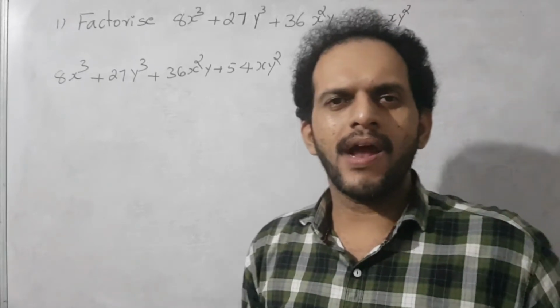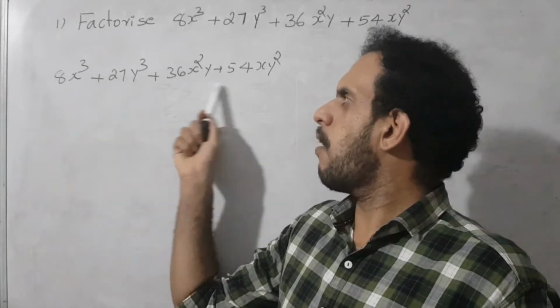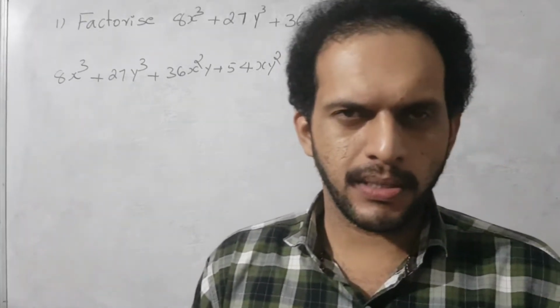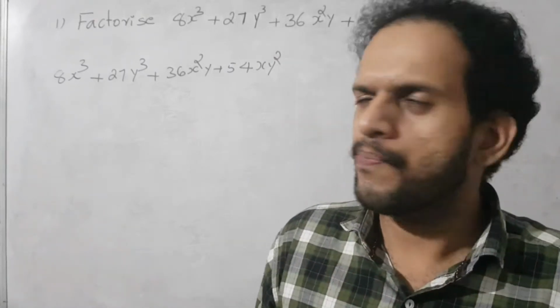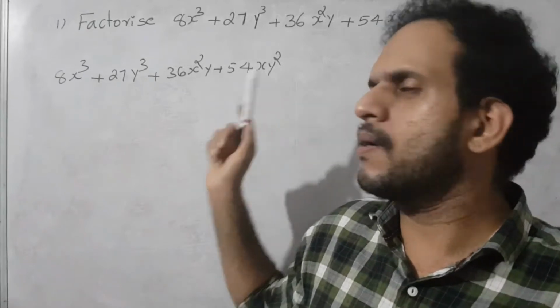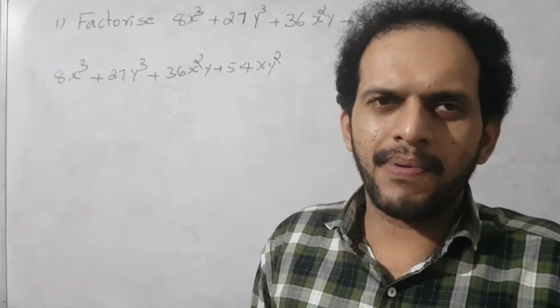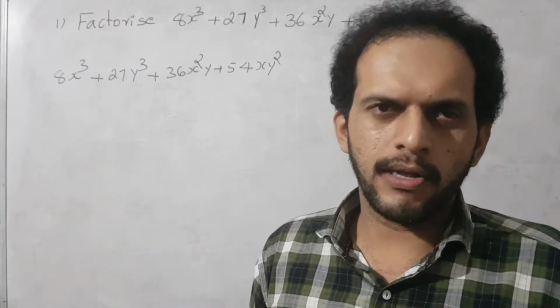Then how do we identify whether it is the sixth or seventh? For that we check the sign of all the terms. If the signs of all the terms are plus, then we apply the sixth identity. If the signs are a combination of plus and minus, then we apply the seventh identity.